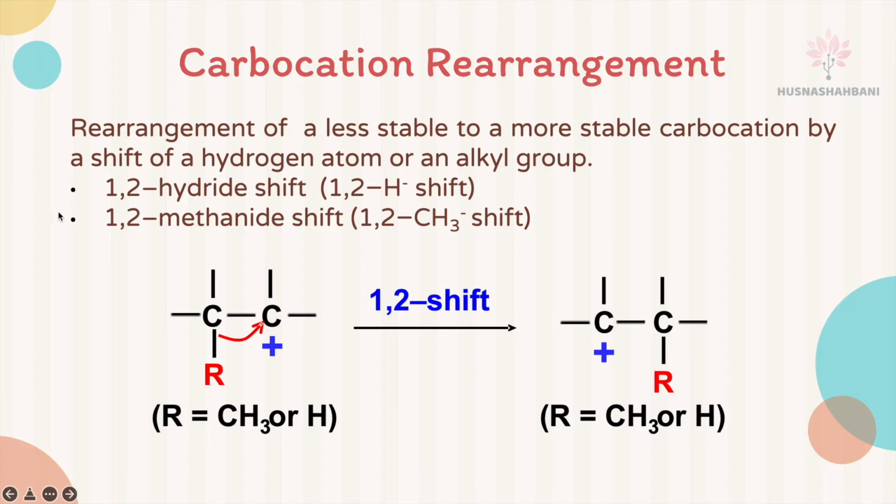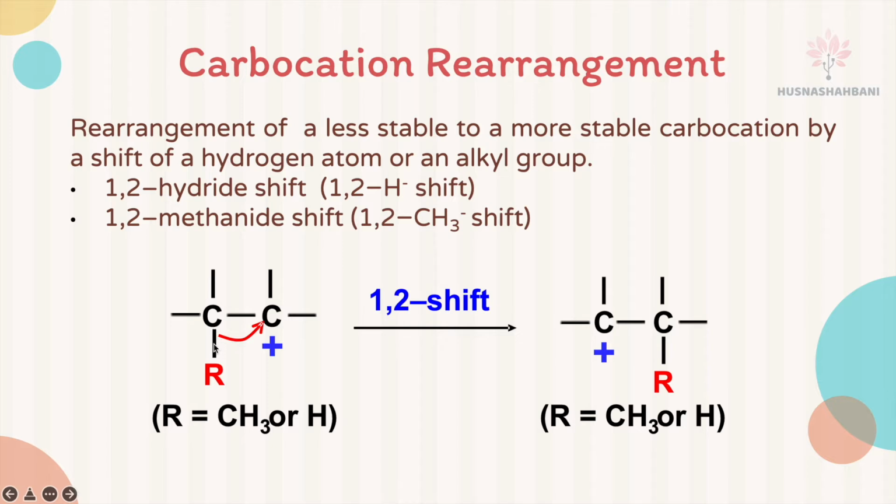1,2 means at carbon 1 and carbon 2, so that is the position of the hydride and methanide. For example, here, in a 1,2 shift, this R can be CH3, can be an alkyl group, can be methane. If it is methane, we call it a methanide shift. If it is hydrogen, we'll call it a hydride shift. So this 1,2 means at carbon 1 and carbon 2, the carbons must be neighboring carbons.